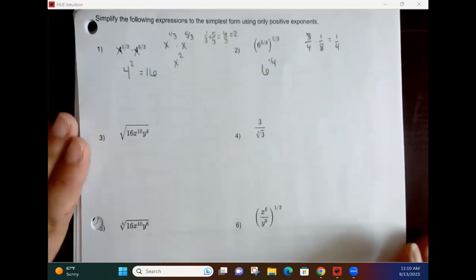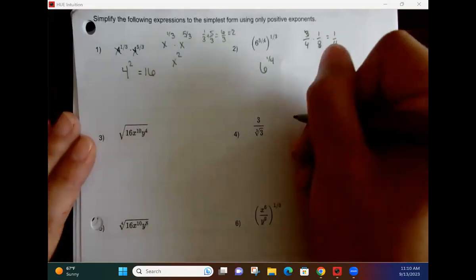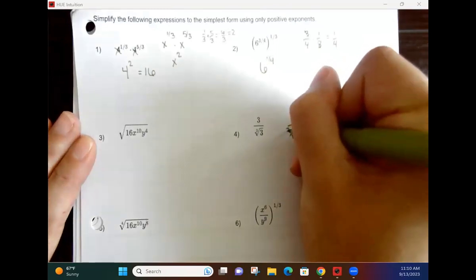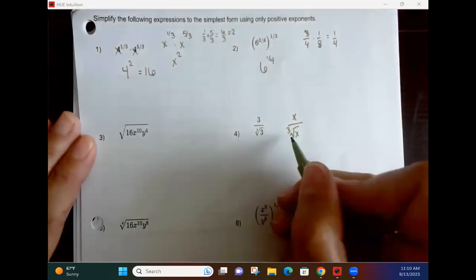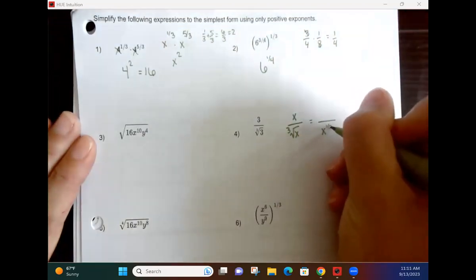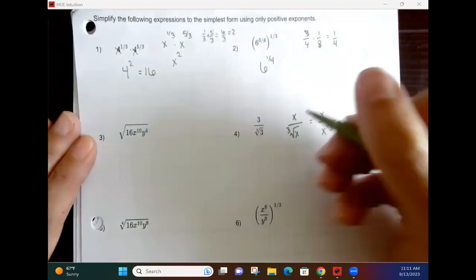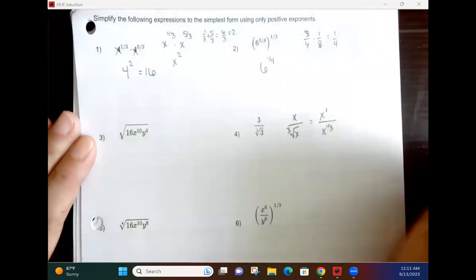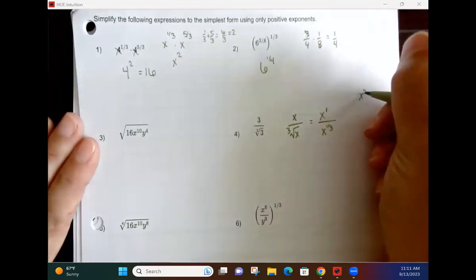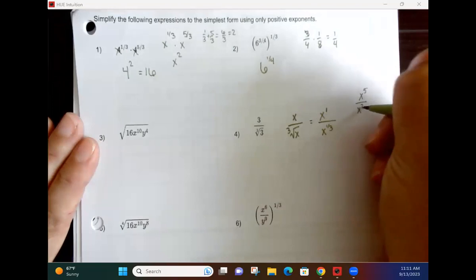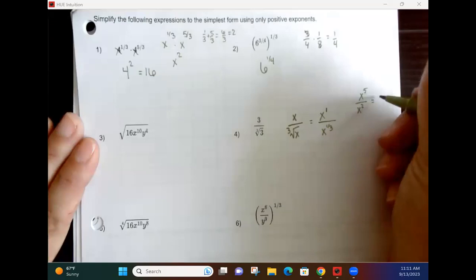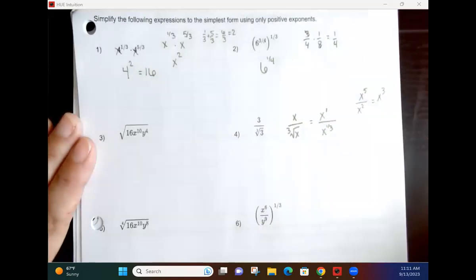And then let's skip to number 4. Again, I'm going to think about this as if I had variables here. So where I have a cube root, instead I'm going to write this to the 1/3 power. And then since I don't see an exponent here, this means x is to the 1st power. Now, if I had x to the 5th over x squared, we would use our quotient property and subtract those exponents. So we would get x to the 3rd power.